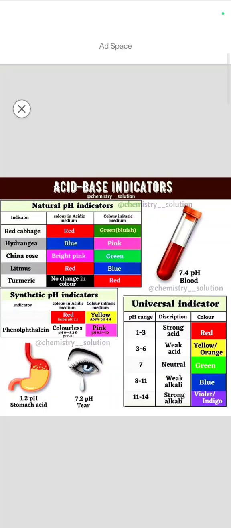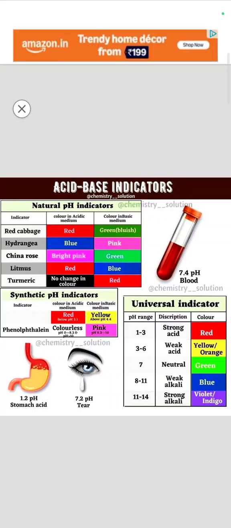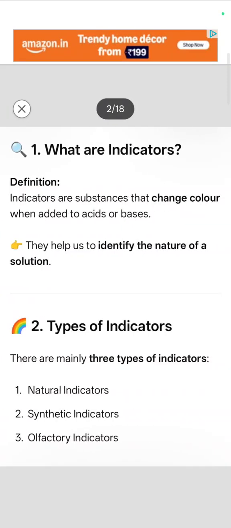So, what is that litmus? Litmus is also known as what? Okay. So, from this, our topic of discussion comes, that is indicator. So, what are acid base indicators? Or simply, we can say indicators. Indicators or acid base indicators are the substances that change color when added to acids or bases.